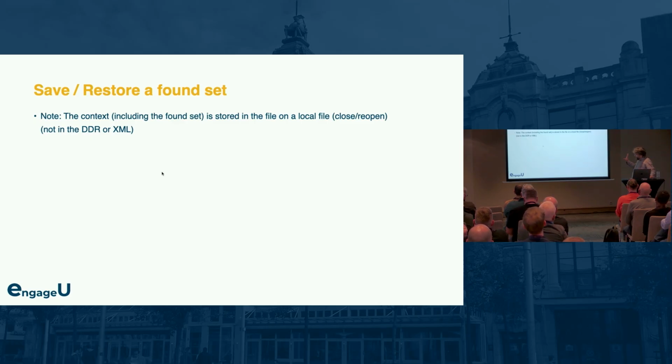So first note, the context, including the found set, of course, is saved on a local file. So if you close a file, reopen it, your found set is preserved, you get to the same layout, same record number, so the whole context is preserved, right?